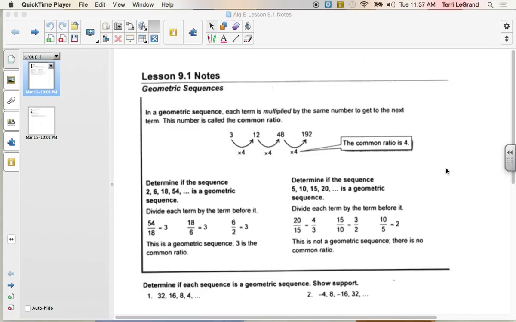Isn't it like the first number times 2? Now that would be, in an arithmetic sequence, we don't multiply, you add something. They go up by the same number or they go down by the same number. So can anybody give me an example of an arithmetic sequence?